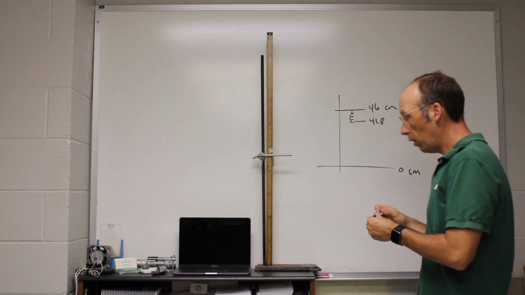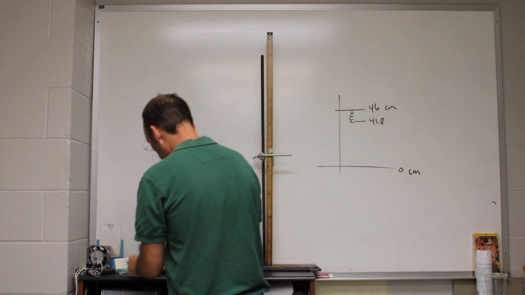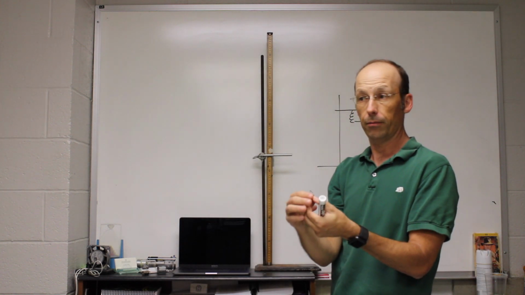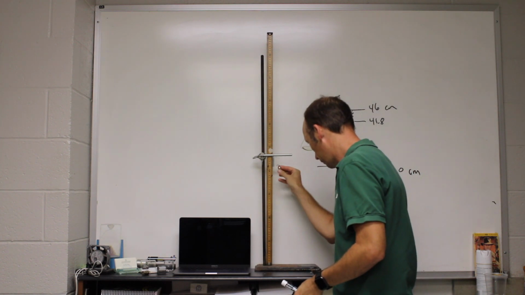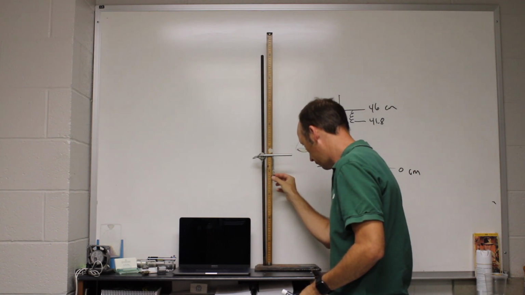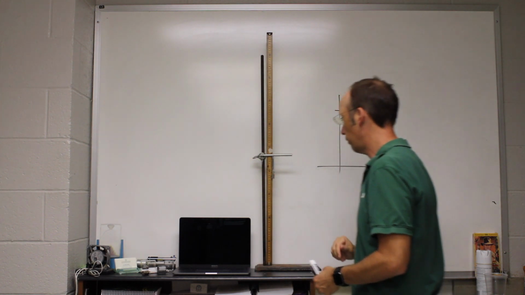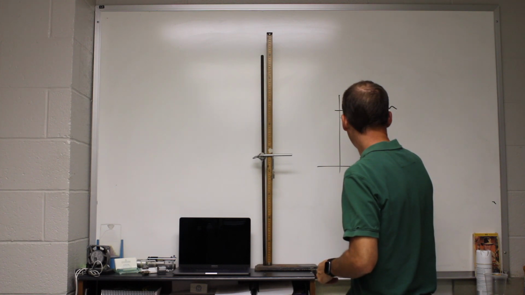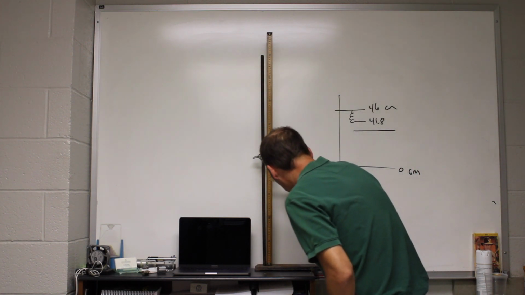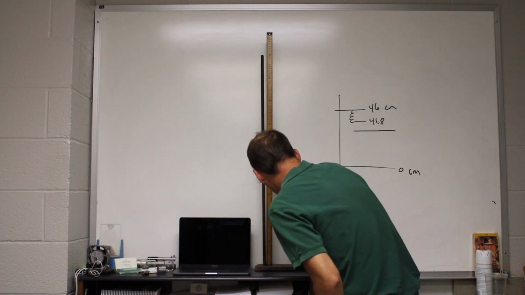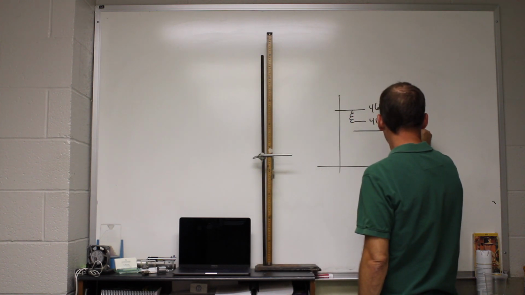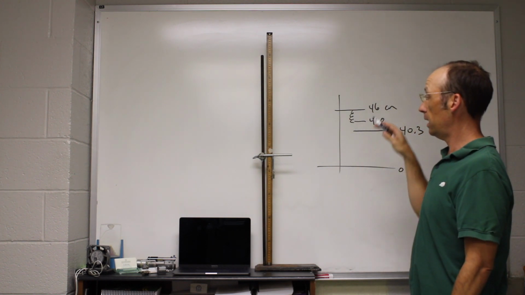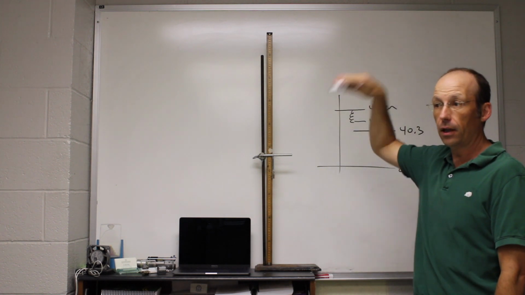Okay. So now let's take this mass. It says 20 grams. I'm going to hang it right there. And so it's stretched down to 40.3. So at that point, the mass is at equilibrium.